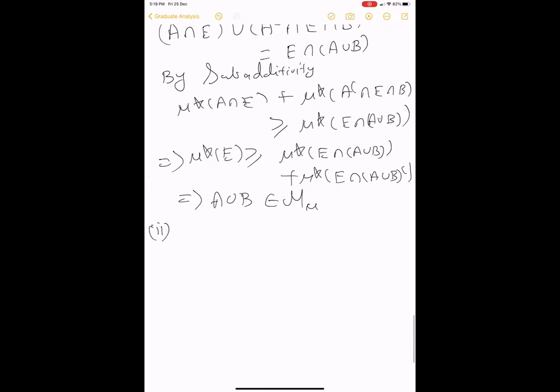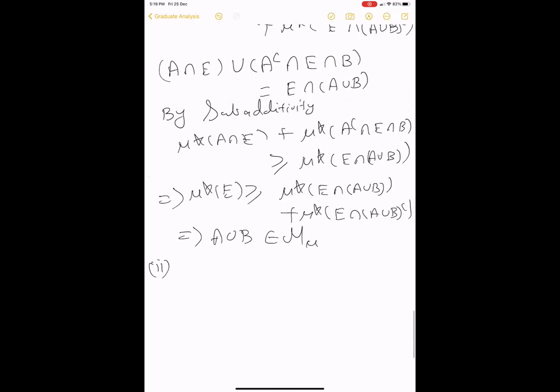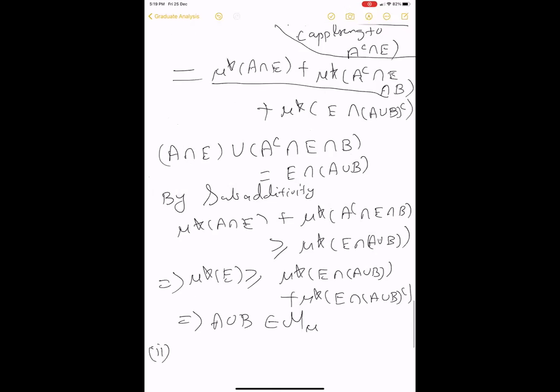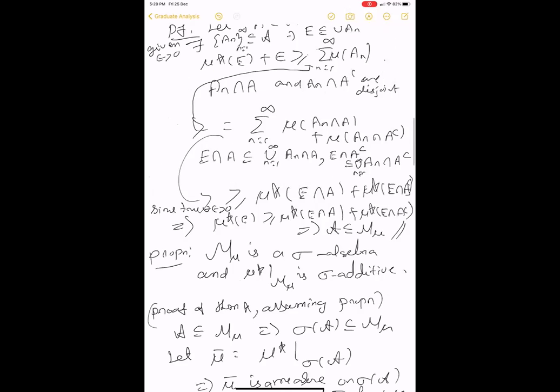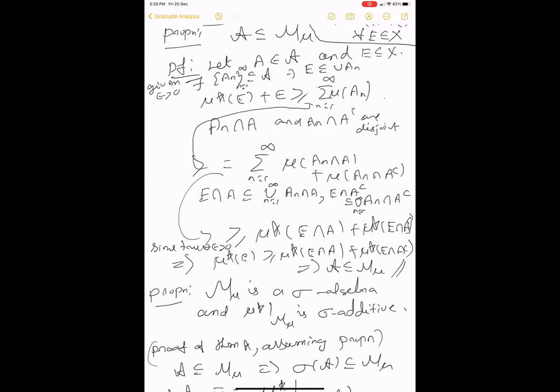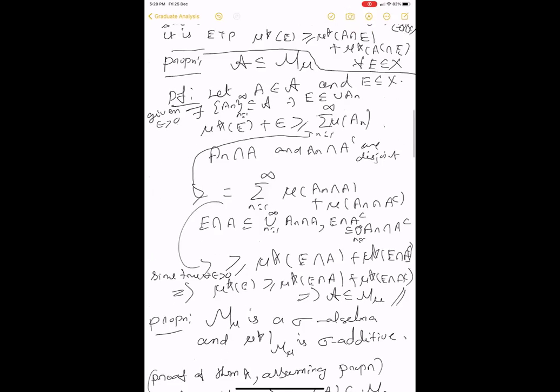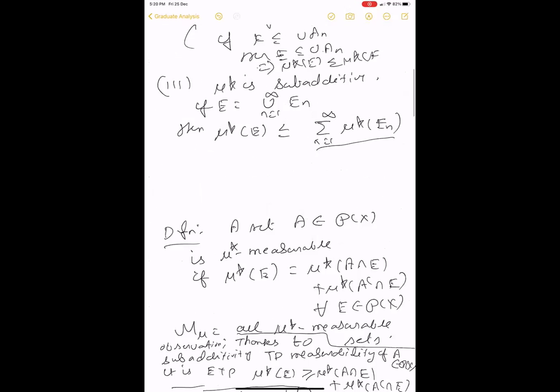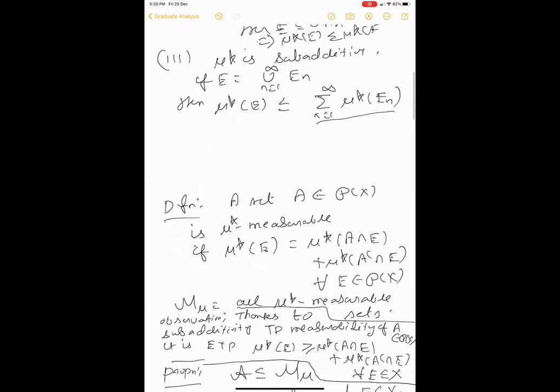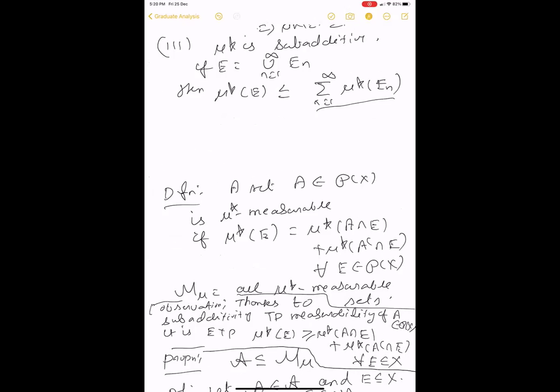So I have remarked here, I call this an observation. After defining that, we have to prove only this. So it's here, where is it? The very observation. Maybe I will color it here. So this is the observation: thanks to subadditivity, to prove measurability of A, we only have to prove this. It's written there, wherever I have underlined.